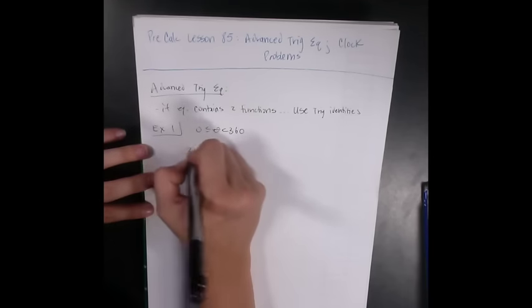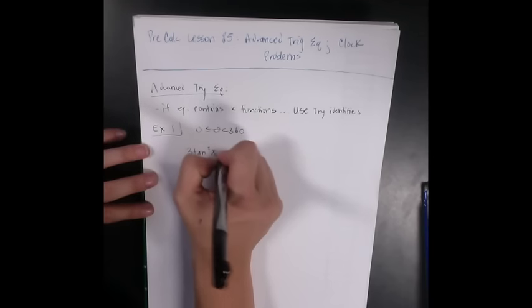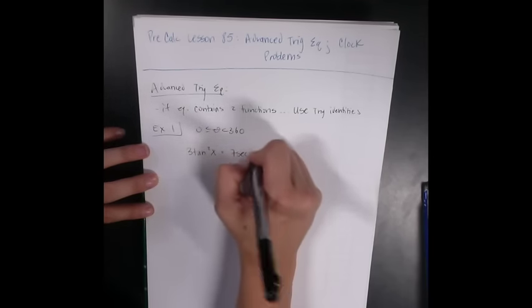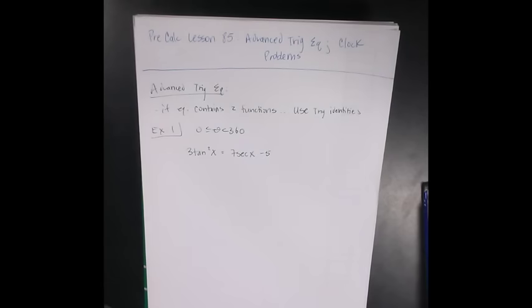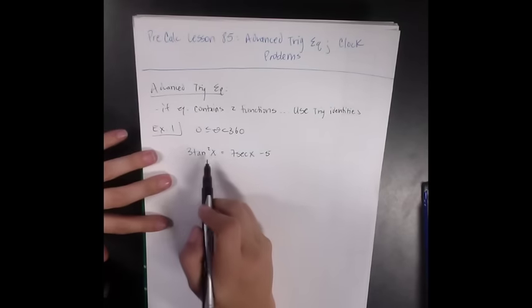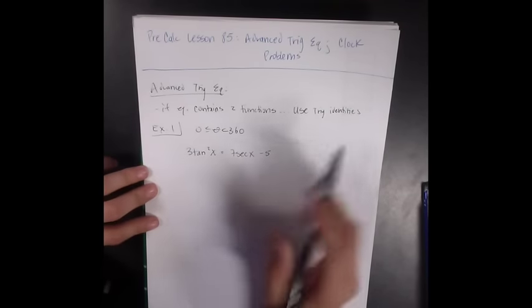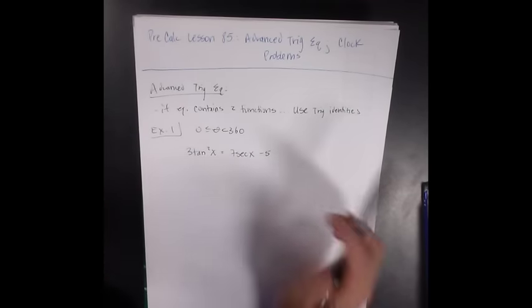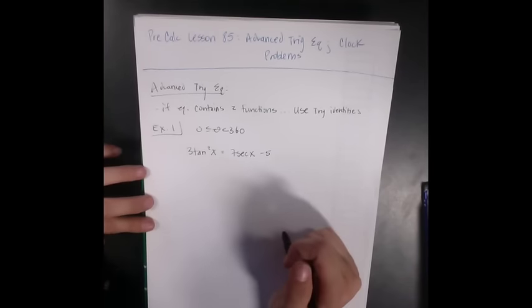Our first one is 3 tangent squared of x equals 7 secant of x minus 5. Okay, we have two trig functions. This is 1 and this is 2. And so we need to use a trig identity to get it down to the same trig function.